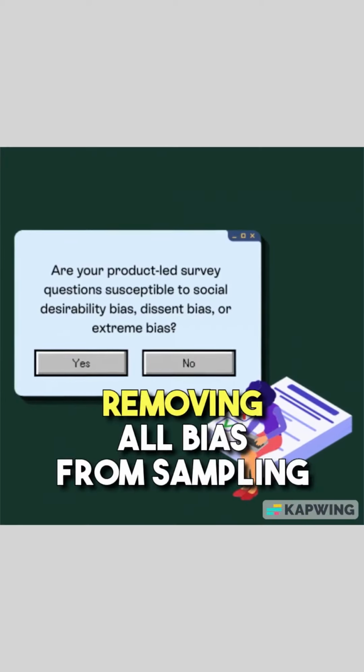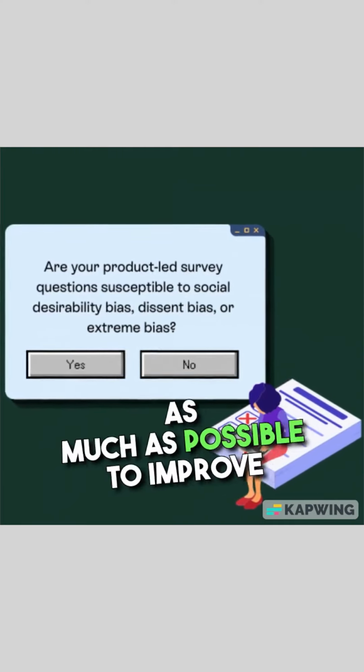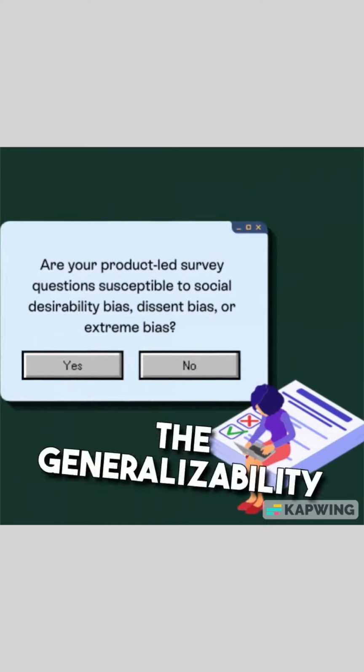Remember that completely removing all bias from sampling may be challenging, but the goal is to minimize bias as much as possible to improve the generalizability of your findings.